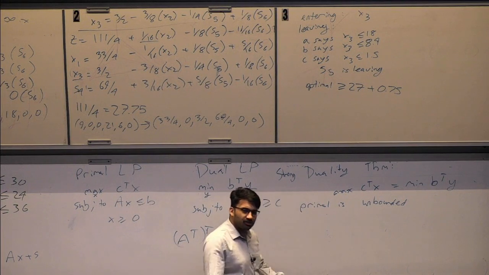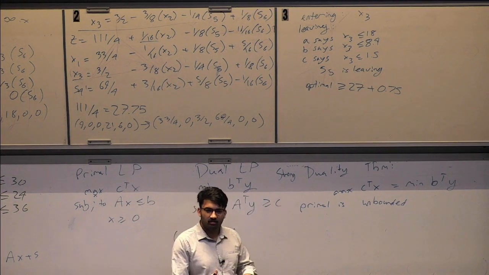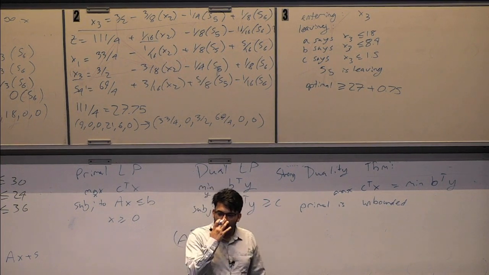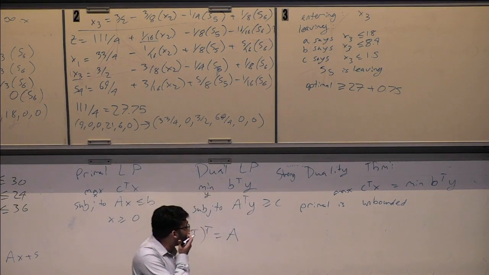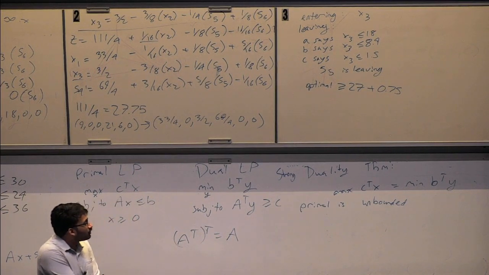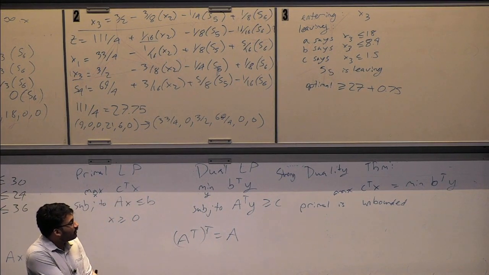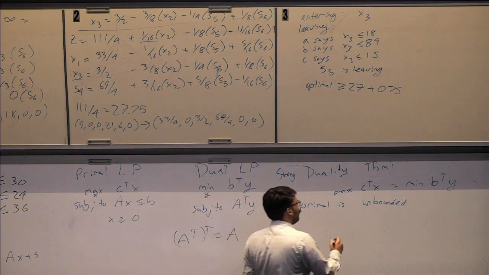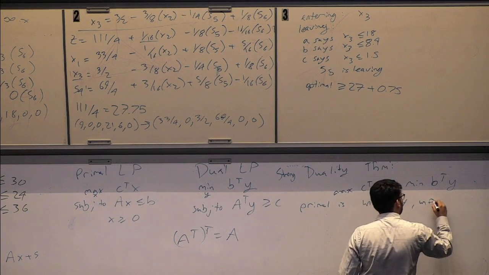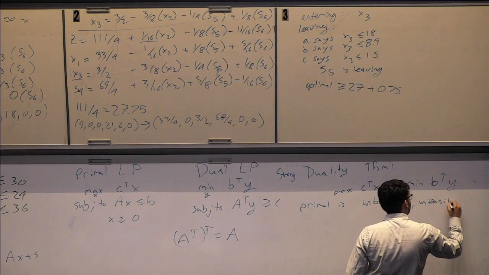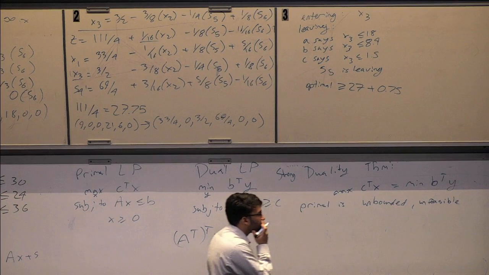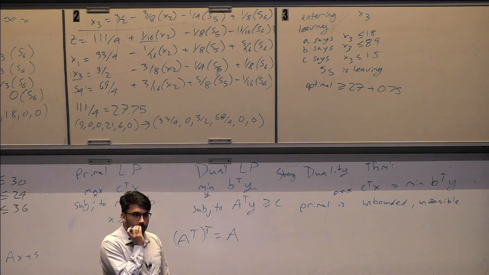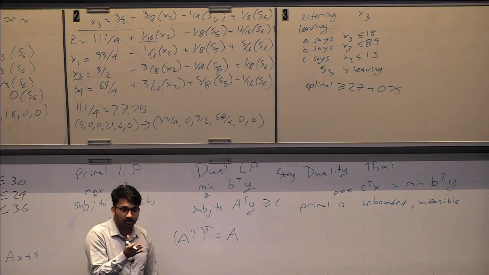And the other is that the feasible region doesn't exist because it's contradictory. Two of the equations are contradictory. So the duality theorem says that the solution of the primal equals the solution of the dual, and we'll call the other one infeasible. What do we know about the solution to the dual? It also doesn't have a solution.